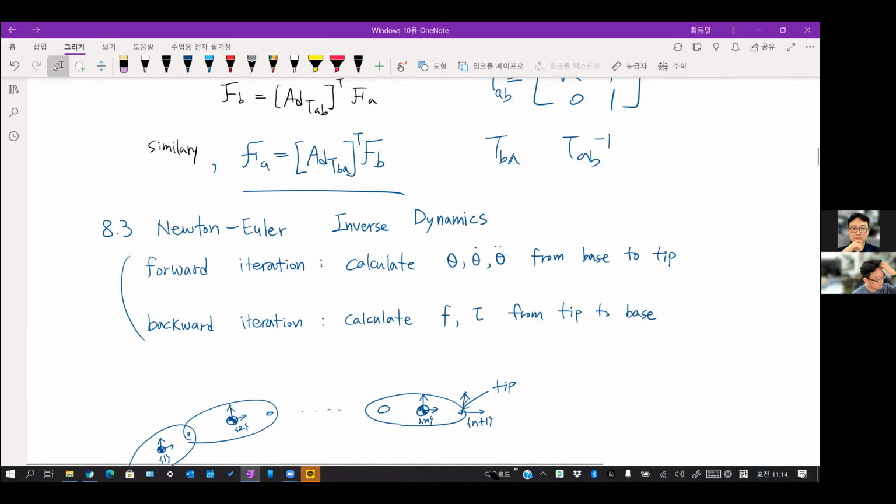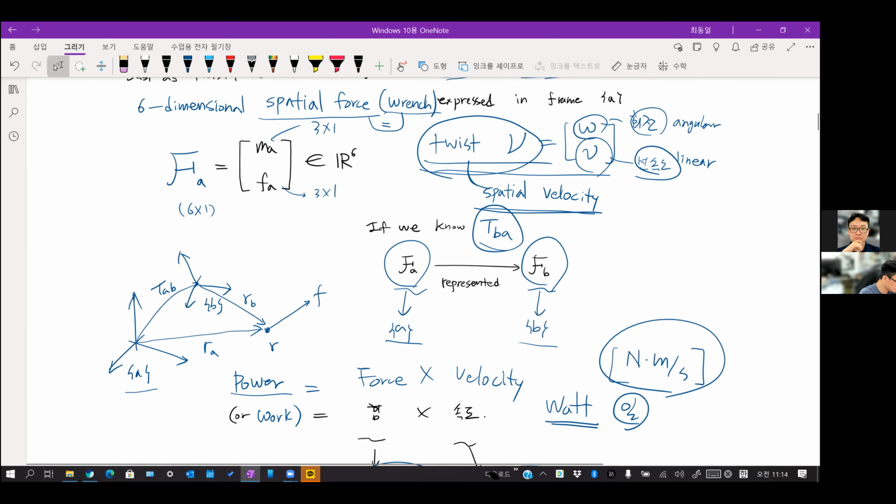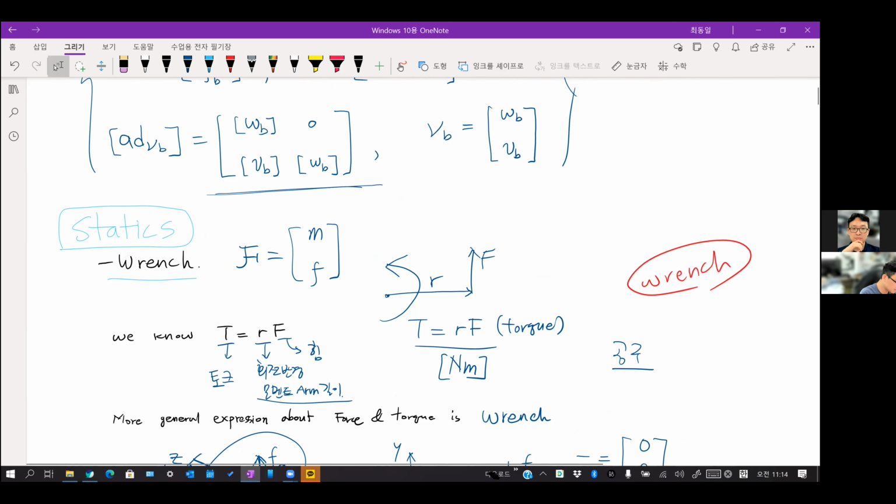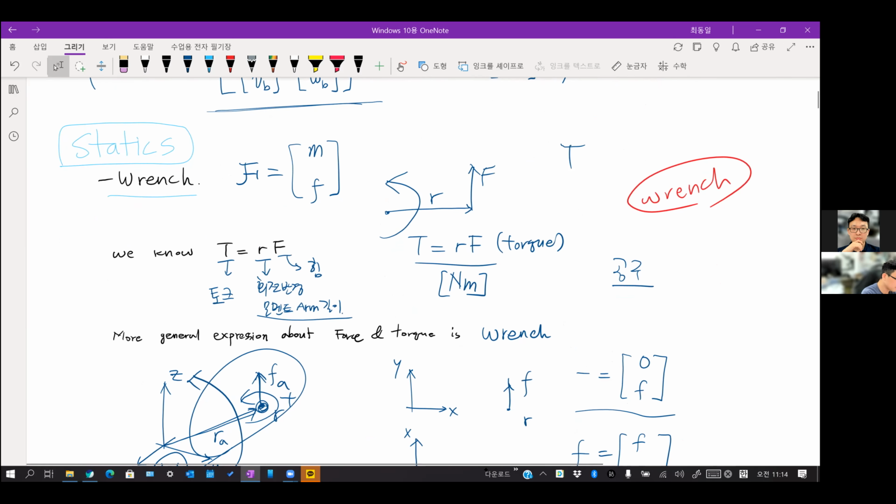So this one was about the more detailed concept of a wrench. Actually, the statics is about the torque and force. This one did not come out here, but let me check.